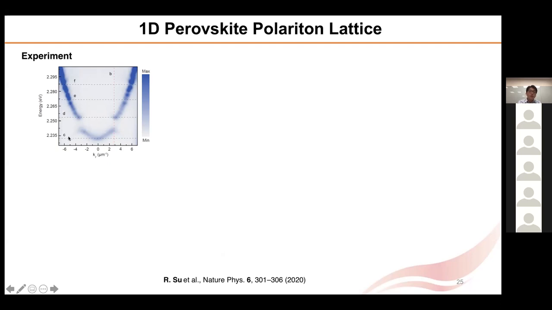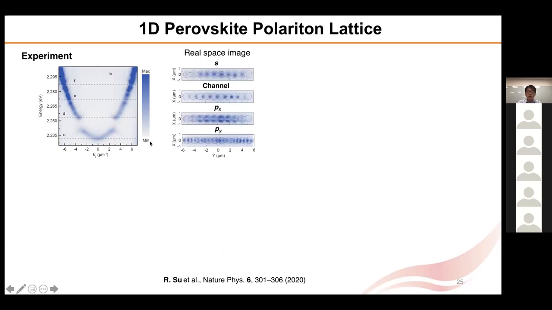In order to understand more about the band structure of the lattice, we perform the energy-resolved real space imaging, as shown here. We first take a cut along this dashed line for the ground state. We indeed see such an S orbital state in each pillar, which shows a clear cylindrical symmetry. At a higher energy, close to the gap, that corresponds to the channel state in between two pillars. And at an even higher energy, we indeed can see such P states, with PX and PY.